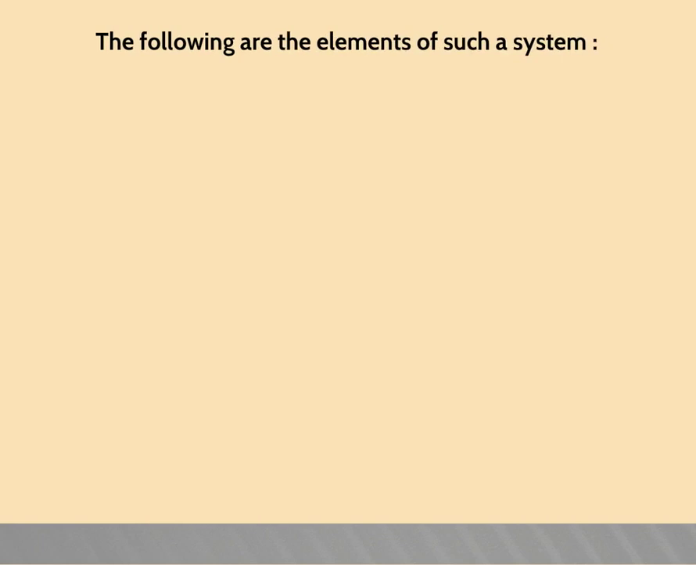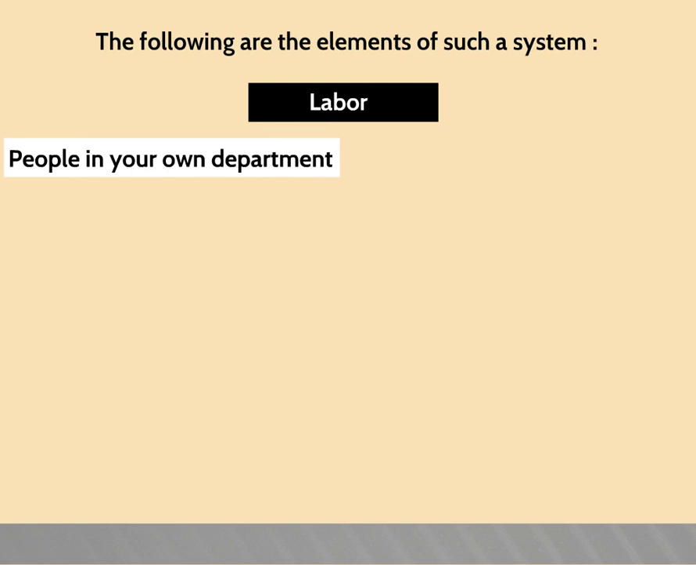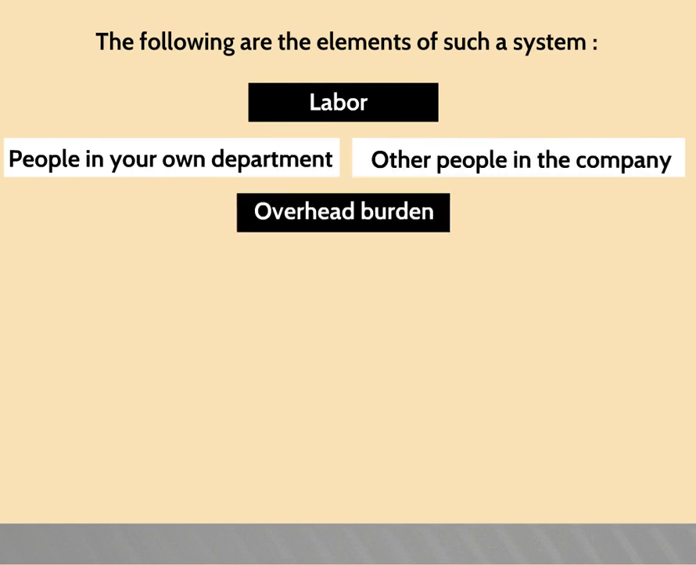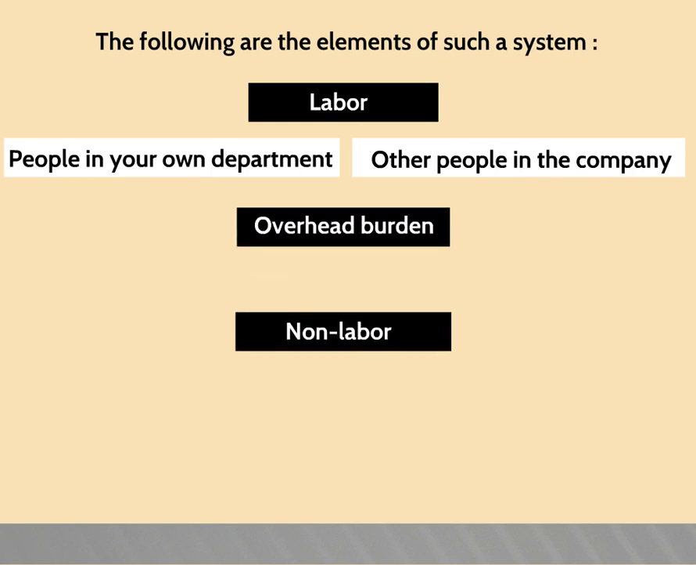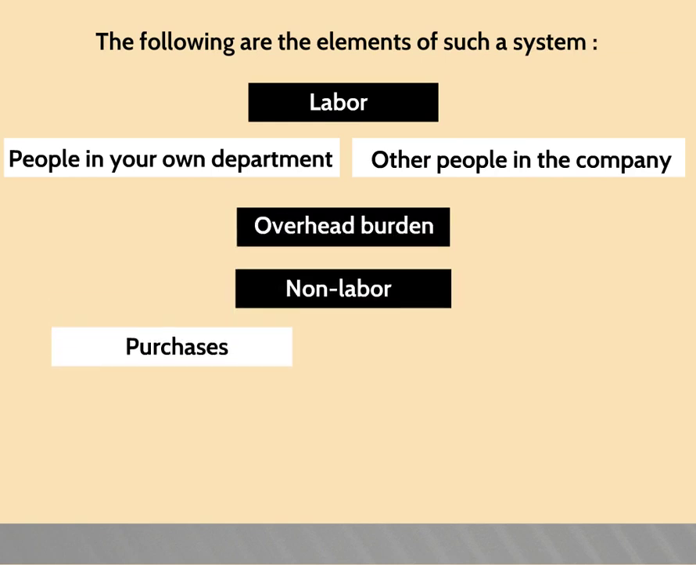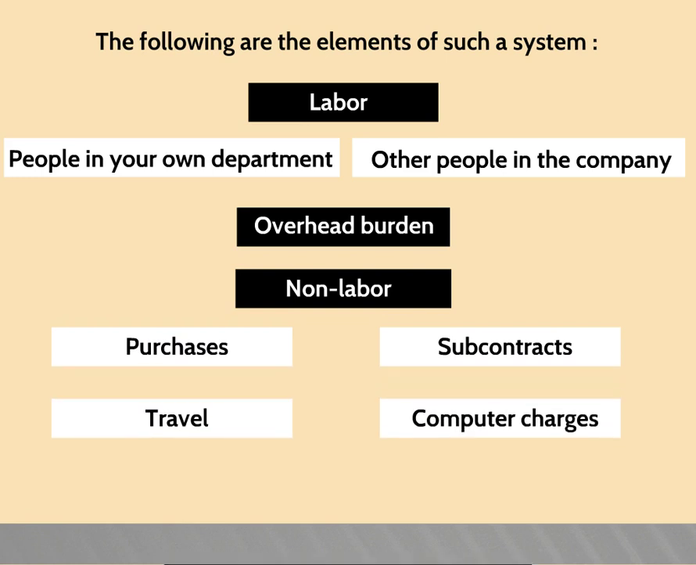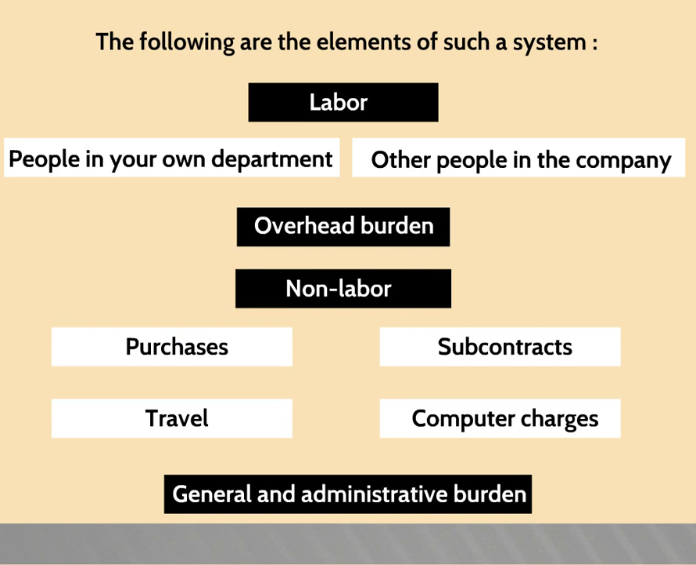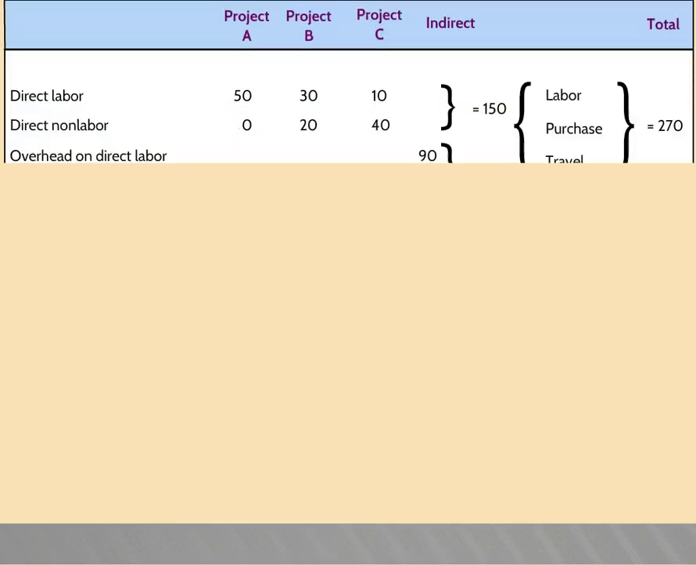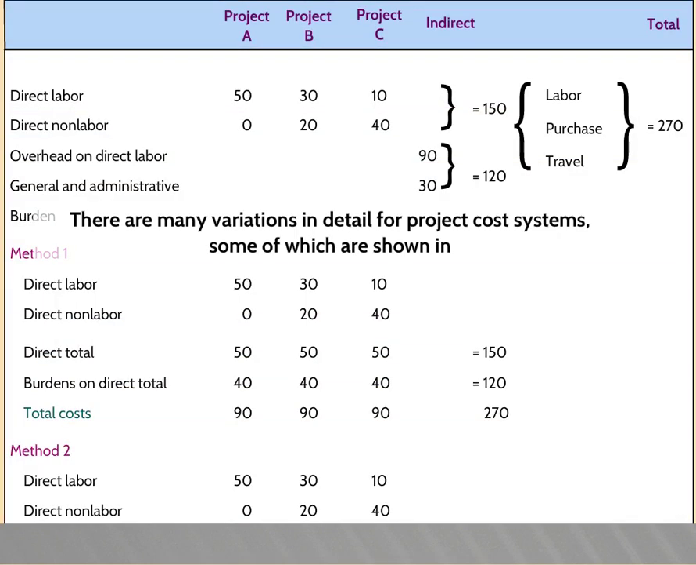The following are the elements of such a system. Labor, people in your own department, other people in the company, overhead burden, non-labor, purchases, subcontracts, travel, computer charges, general and administrative burden. There are many variations in detail for project cost systems, some of which are shown in the figure.